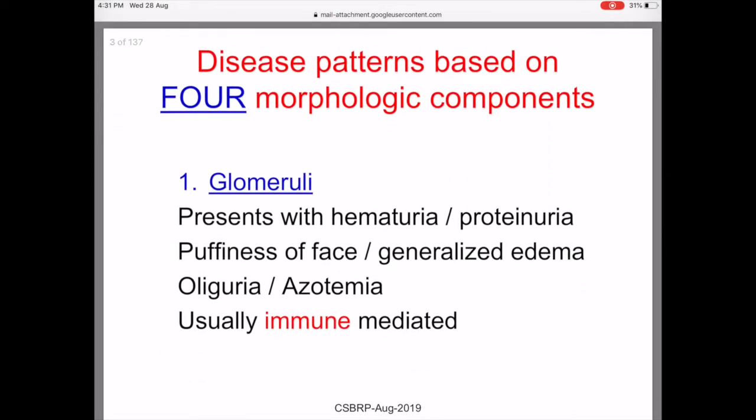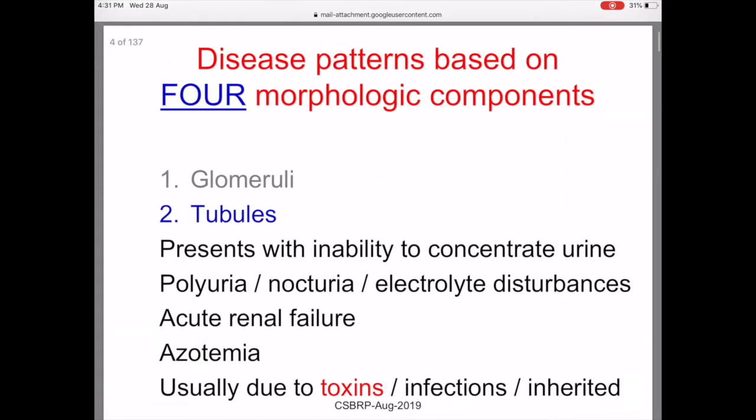Patients with glomerular affection present with hematuria, proteinuria, puffiness of face and oliguria. The mechanism of glomerular injury in these cases is immune mediated. Tubular diseases present with polyuria, nocturia, and here the renal concentrating ability is deranged. These patients may initially present with acute renal failure, and tubular damage may be due to toxins, infections and in some cases genetic abnormalities.